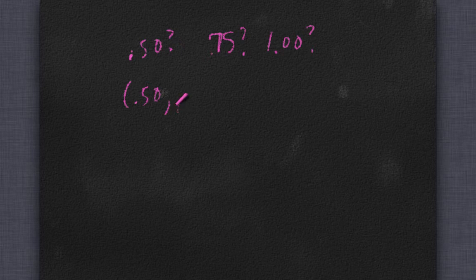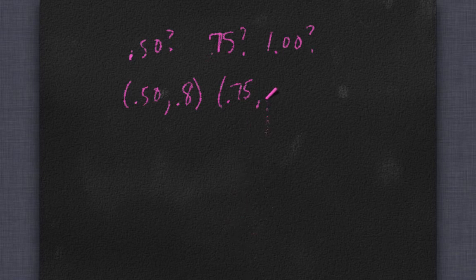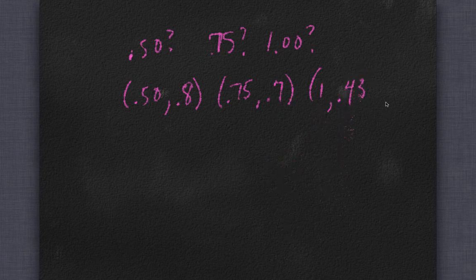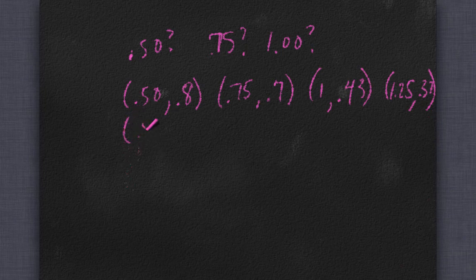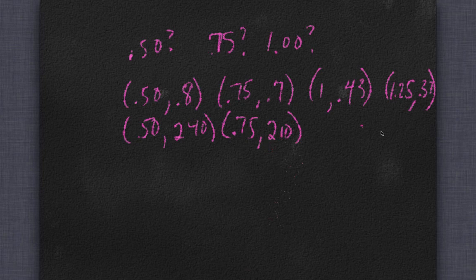So say the percentage here is 0.8, and then you have 0.75, so 0.75, 0.7. At $1, 0.43. At $1.25, 0.37. Okay, so let's say it's this. Then you can translate this into, at 50 cents, it's however many people, so 0.8 times the about 300 that we have, so about 240, 0.75, how many people, so now 210, and so forth like that.